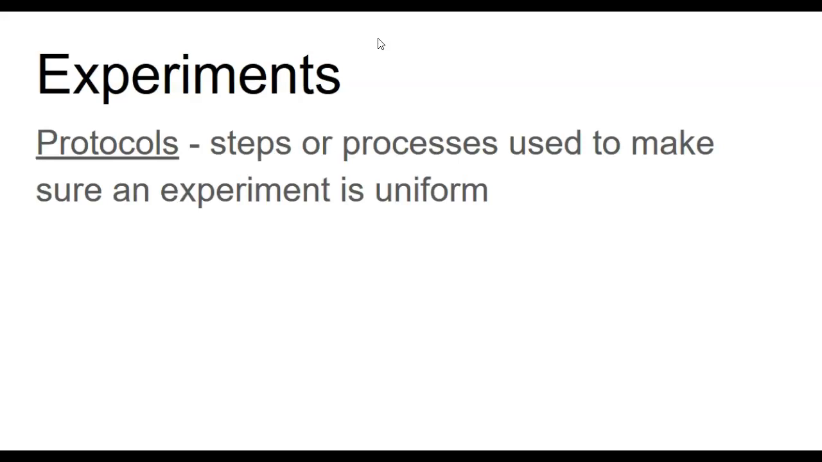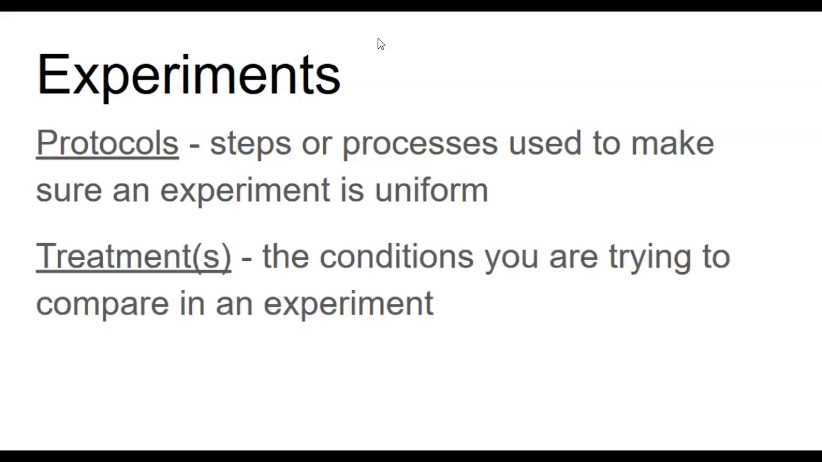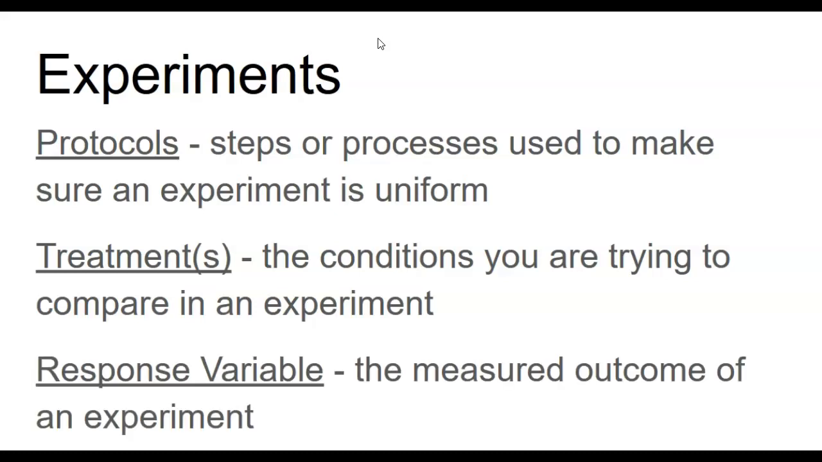In an experiment, the conditions you want to compare are called the treatments. The response variable of an experiment is the outcome that you are actually measuring. It is important that this outcome is measurable, or you will have no data.